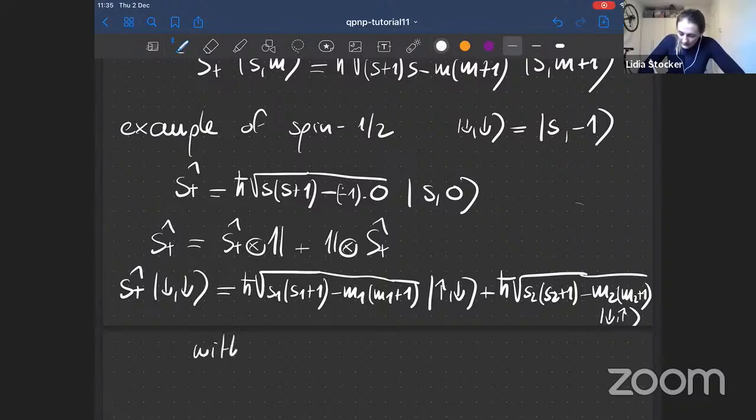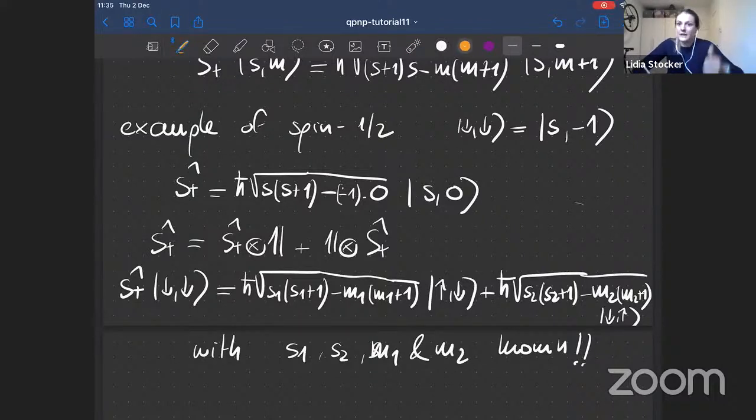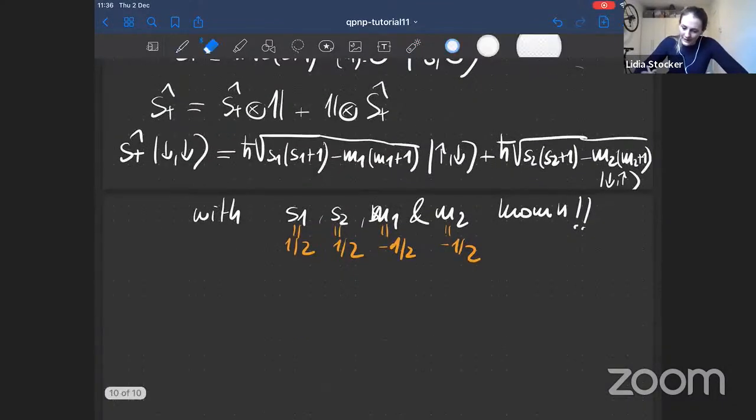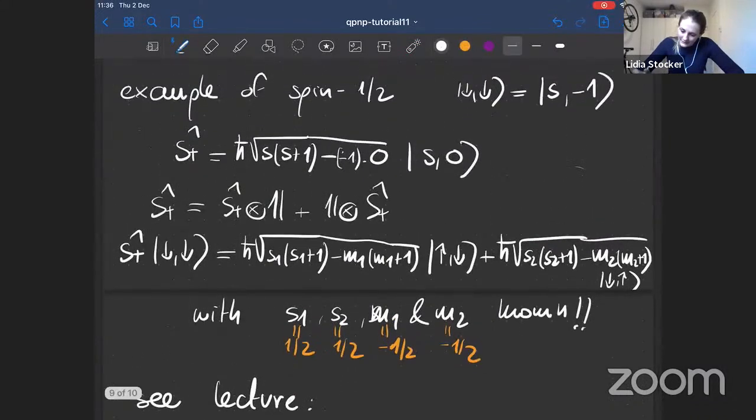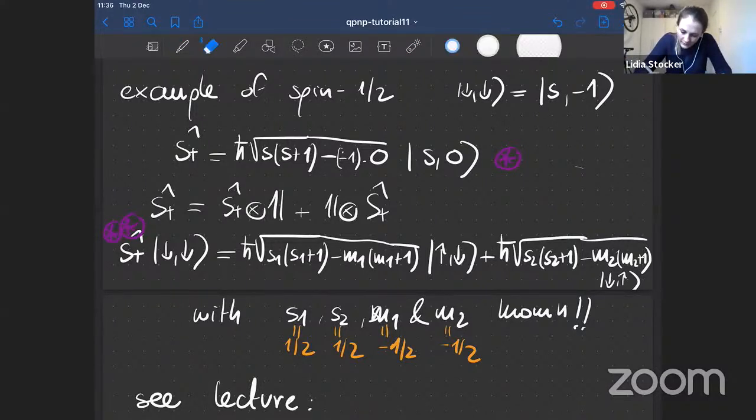So with S1, S2, M1, and M2 known, because these are two single particles, two spin 1/2, they both point down, so they are both spin 1/2. So we know that S1 and S2 are 1/2, and they both point down, so we know that these are both -1/2. If you calculate it, now we are not doing it, but you saw it in the lecture, see lecture notes. I'm just repeating it, but these two must be equal, okay? Because we apply it exactly on the same state. And here I forgot S plus of S and -1.